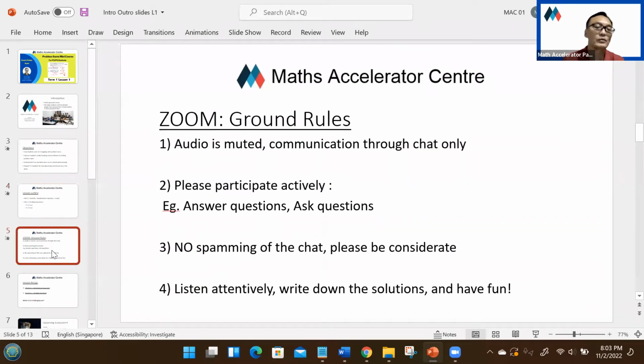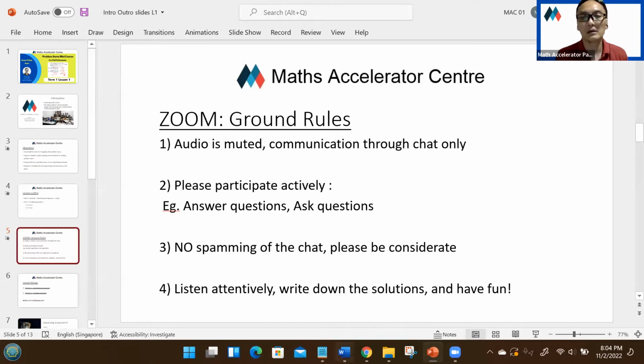Before we get started, here are some ground rules. Audio is muted. Communication is through chat only. Please participate actively, because the more actively you participate in learning, the more you will learn. Please be responsive when asking and answering questions. For asking questions, please go through the chat, and when I ask a question, please answer, as that will help your learning as well. No spamming on the chat, so please be considerate. Listen attentively and write down the solution. And most of all, have fun while learning.